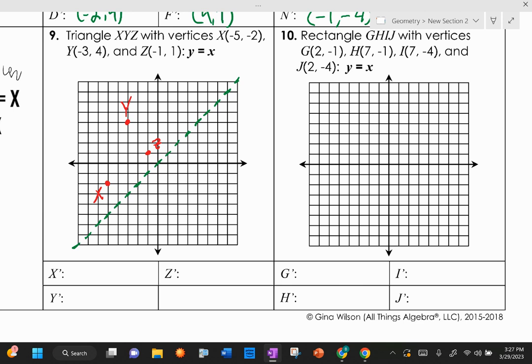Okay. So for x, we have -5, -2. X prime is going to be -2, -5. Okay. Y was -3, 4. You're going to flip it to 4, -3. Okay. Z prime from -1, 1 to 1, -1. I love all the sarcastic exhilaration. It's wonderful. We're so happy, Mr. Bennett. Good. Okay, make sure that you graph those.